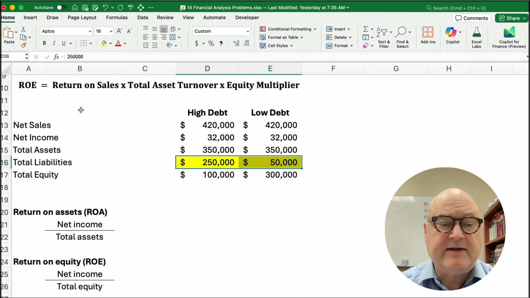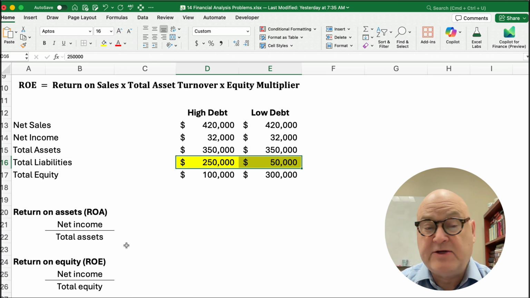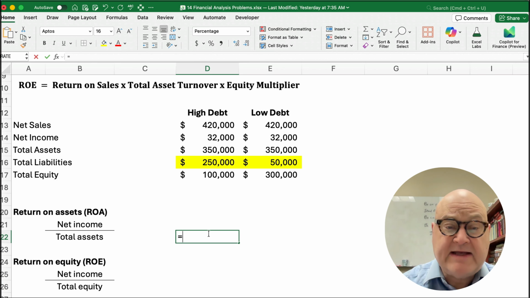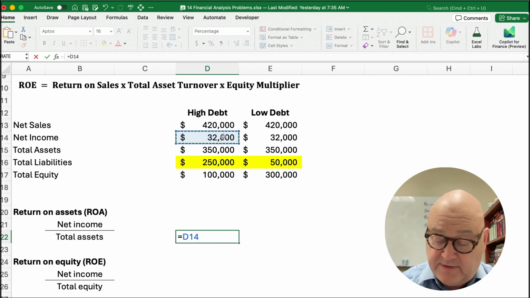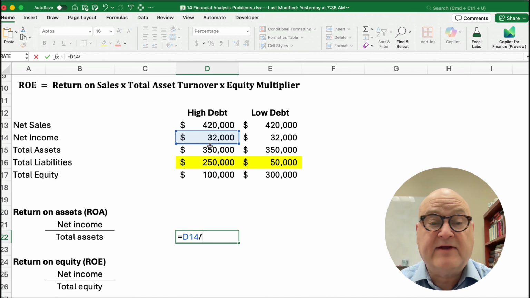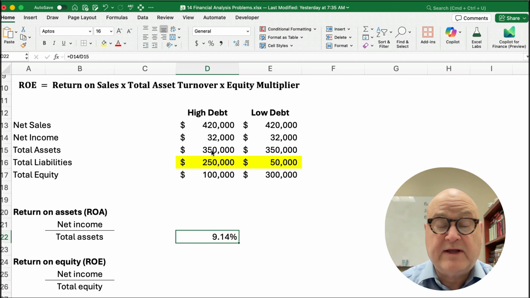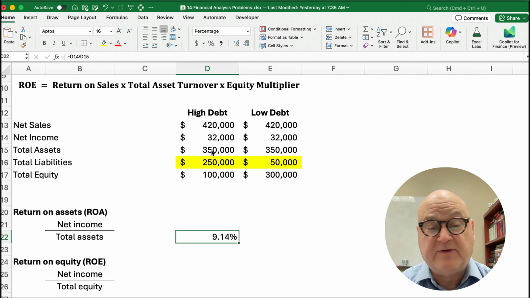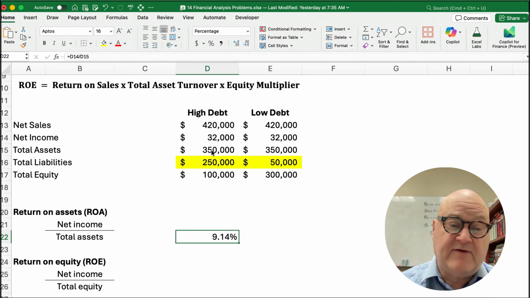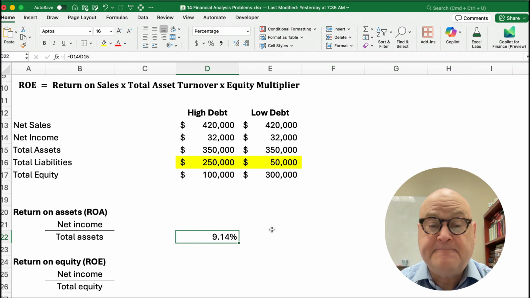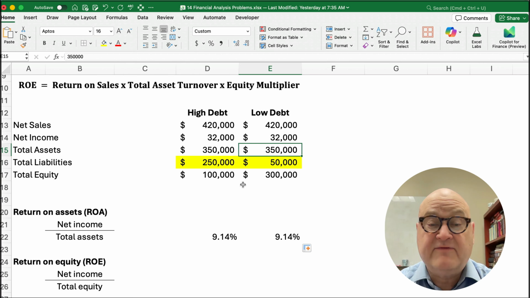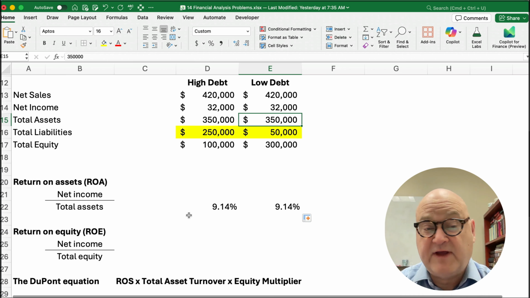So first we need to calculate return on assets and return on equity directly, and then we'll do the DuPont just to check our work. So we take our net income, which is $32,000, divided by our total assets, which is $350,000. I've already formatted it here for percentages in 2 decimals, so it's 9.14%. For every dollar we have in assets, we've generated about 9 cents in net income. Now for the low debt company, it's going to be the same because it's still $32,000 and still $350,000 of assets. So no difference if we have more debt.